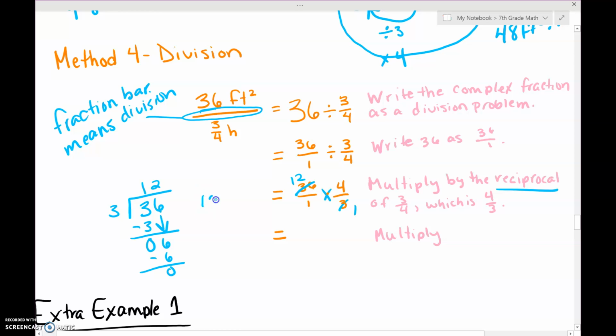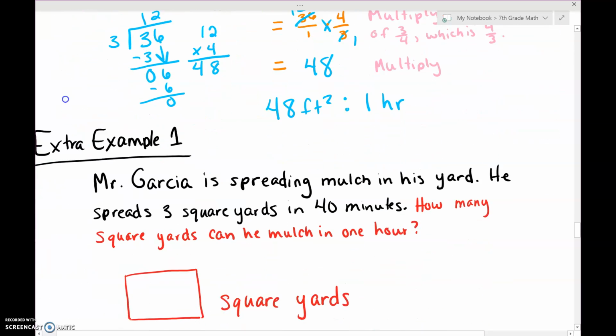Now we have 12 times 4. 4 times 2 is 8. 4 times 1 is 4. So we have 48. So again, we have 48 feet squared to 1 hour. So all 4 methods work to solve your problem. Let's do one more example.